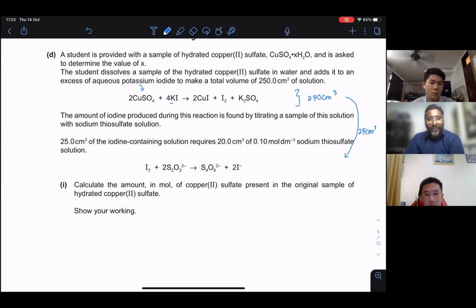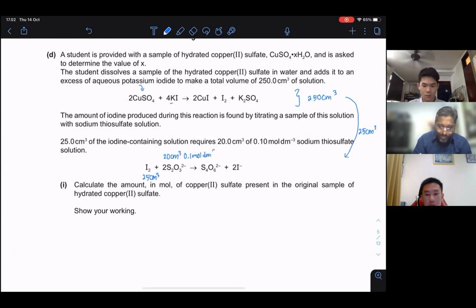Now you take 25 cm cube of the iodine containing solution. So now this is 25 cm cube. You titrate with this, so this one is 20 cm cube, and then 0.1 mole per dm cube. So it means I know what is going to be the number of moles of this if I can count, and I can identify the number of moles of this, and I can also calculate a lot of things from that.